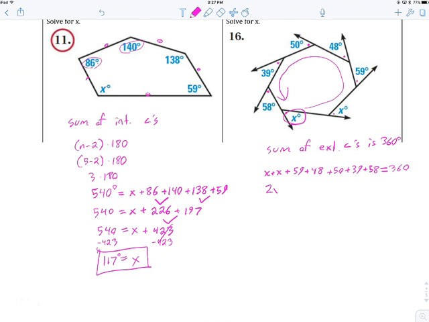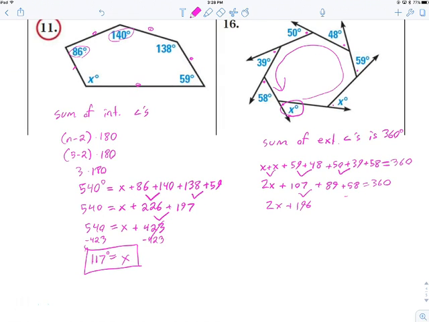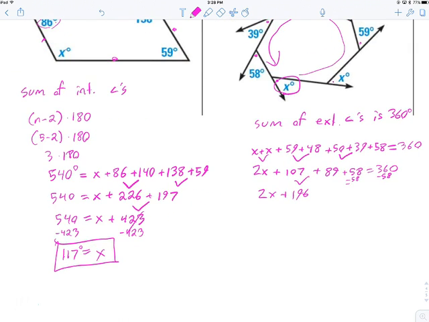So that's 2x plus, I'm just combining them two at a time, so that's 90, that's 107 plus, this is 89 plus 58 equals 360. So that's 2x plus 196. And I'll subtract this 58 from both sides. And so I'll get that this is equal to 302. Subtracting 196.